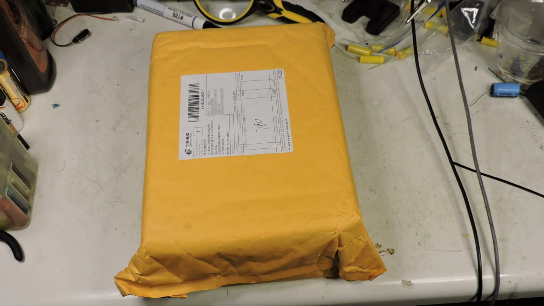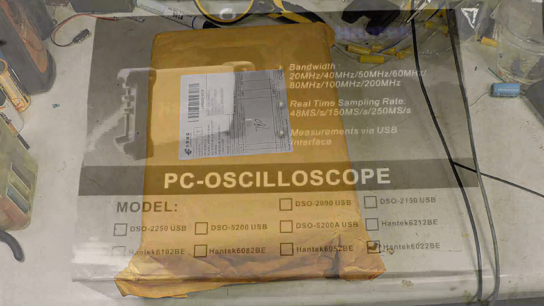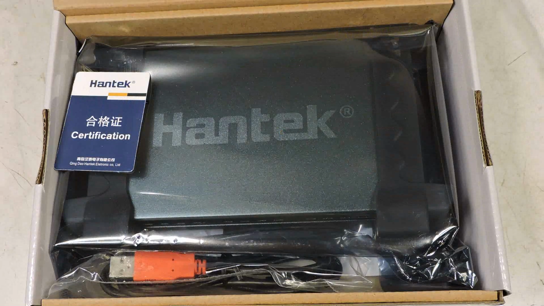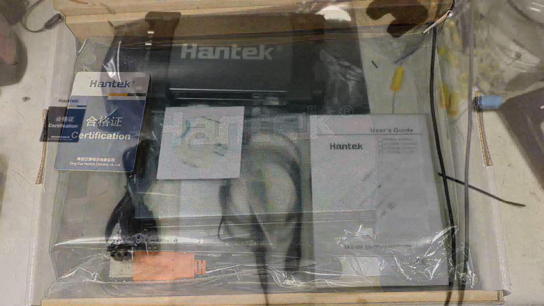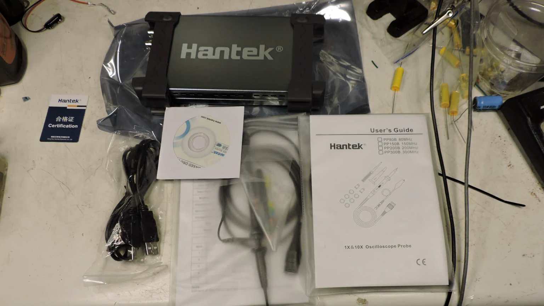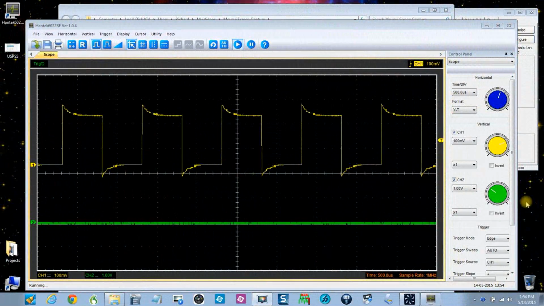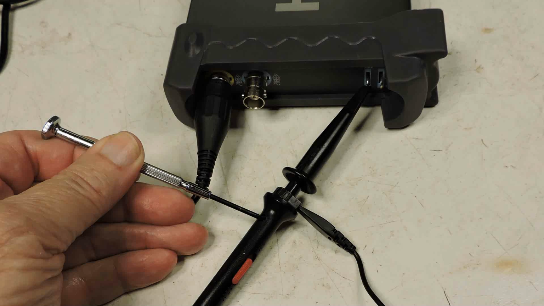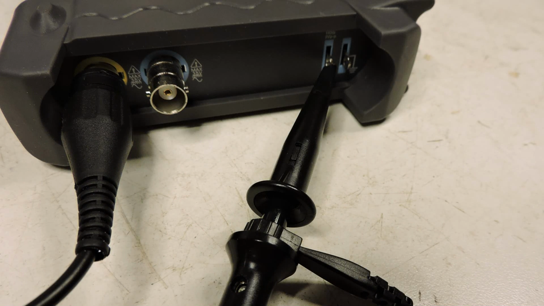In this package is a Hantek 6022BE PC-based USB digital oscilloscope, and it's 2-channel, 20 megahertz. After I installed the software, it's now time to adjust the probes.